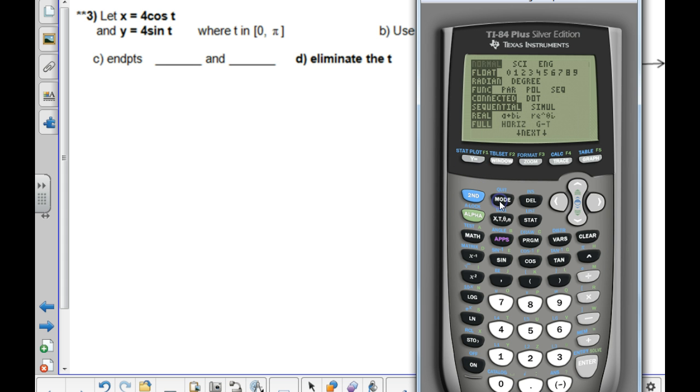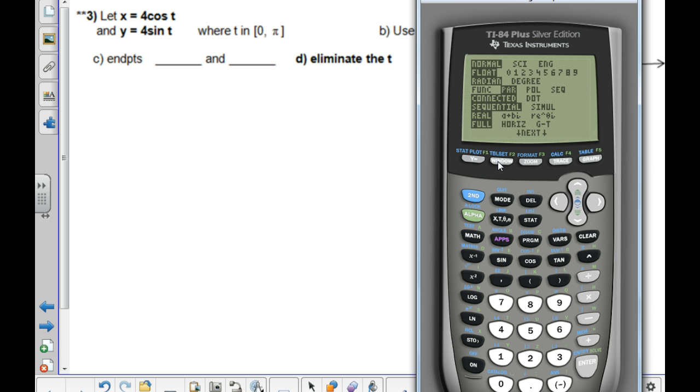All right, guys, mode. Mode, all the way down, function, and then parametric. Degrees and radians actually do matter for this question. Anybody noticing why degrees and radians matter? It says sine and cosine, and it says 0 to pi. So we're going to be in radian mode. Radians and parametric.